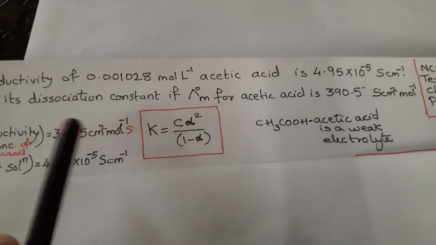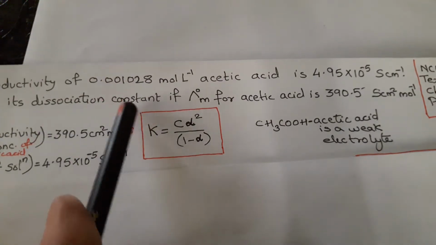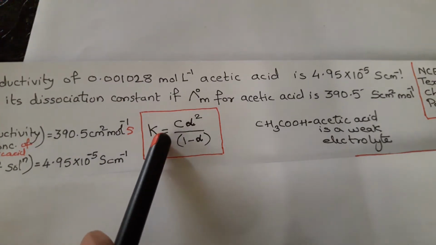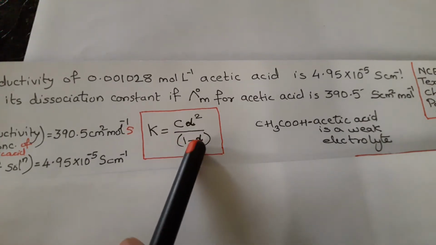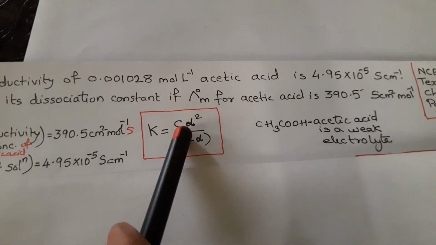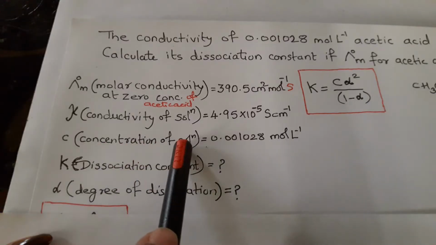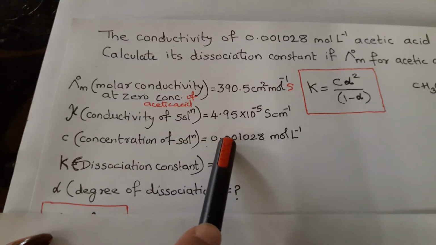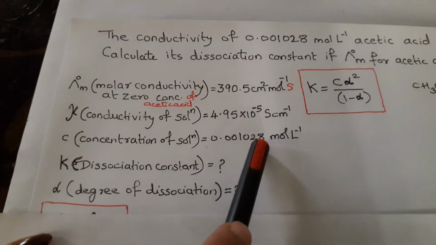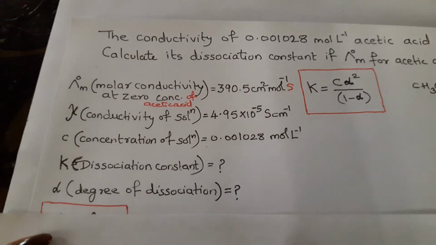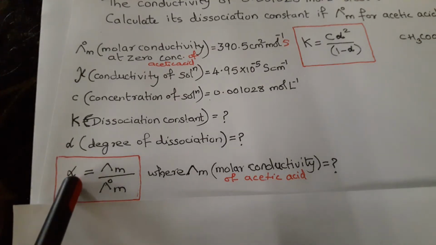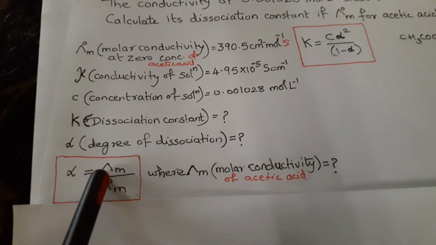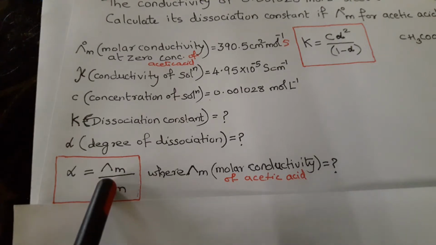The formula to calculate dissociation constant K is K equal to C alpha square upon 1 minus alpha, where alpha is the degree of dissociation. That is, concentration of solution is 0.001028 mole per liter. The formula to calculate alpha is alpha equal to lambda m upon lambda m0.